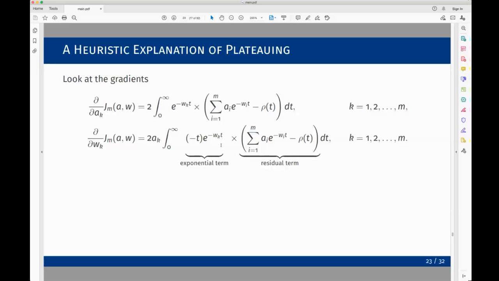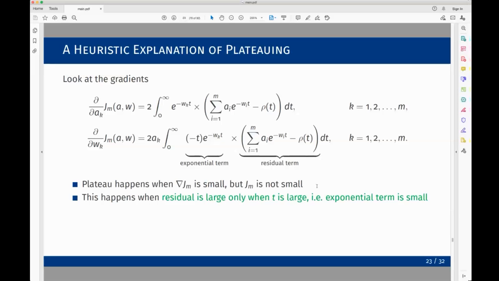Wk is also of course positive, and the second term is the residual term. Okay, the residual between our exponential sum and the two terms, and our targets. Okay, so when will plateau happen? The plateau happens only when the gradient of J is small, but the function itself is not small. This is where we would encounter the plateau phenomenon.